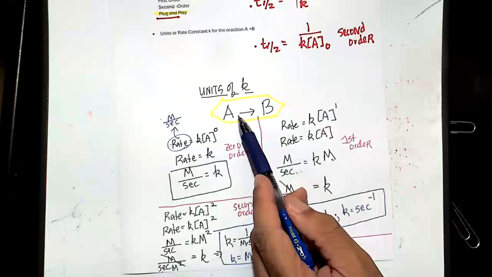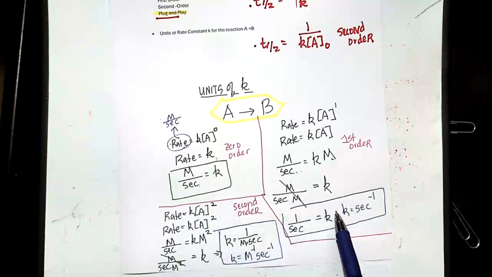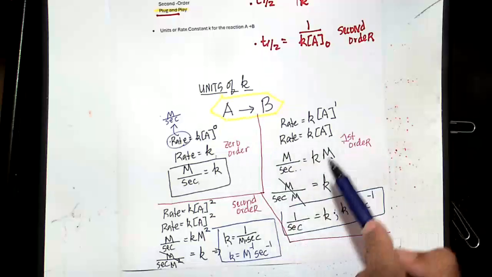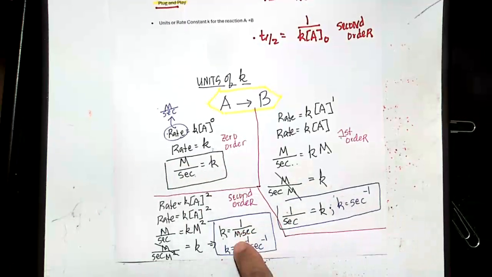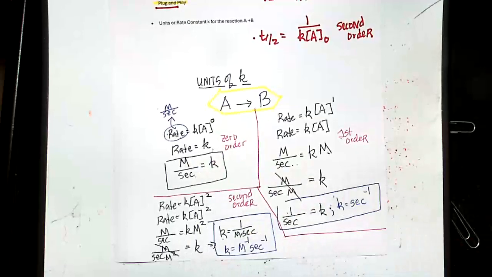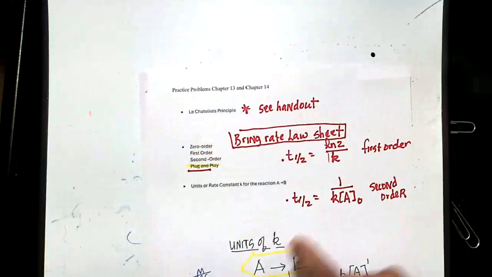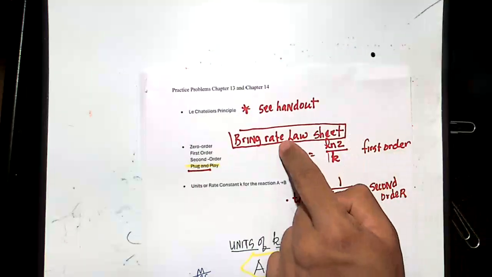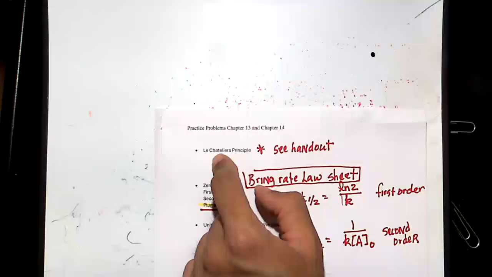But then, if this decays a certain way, the rate constant will have different units. For the test, will we have to be able to write all of this out, or do we just have to put the units? Just do this. So units of k, lowercase k, plug and play for these equations, but you can bring the rate law sheet. Le Chatelier's, just make sure you're comfortable with that.